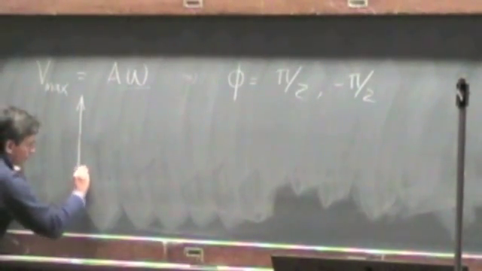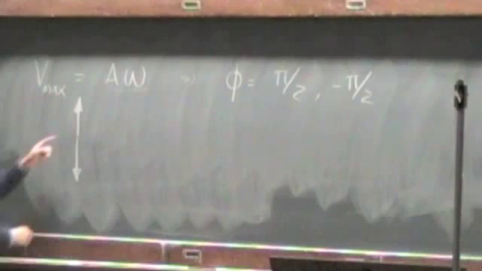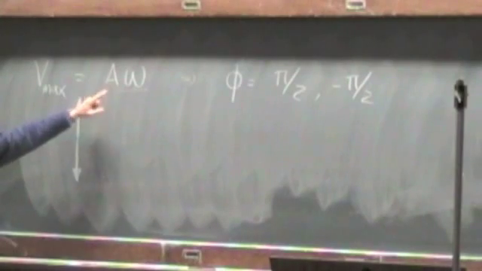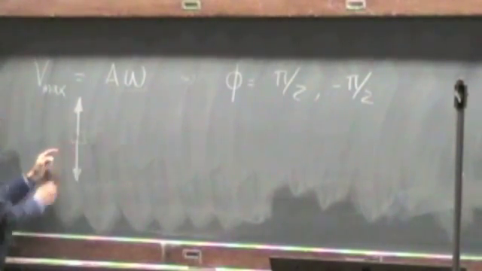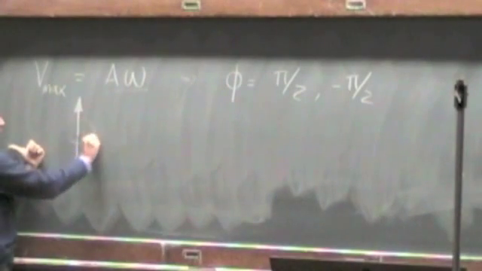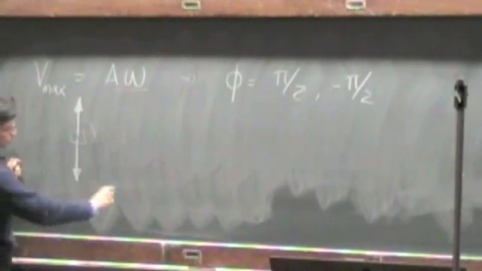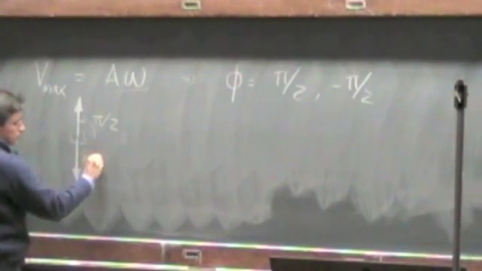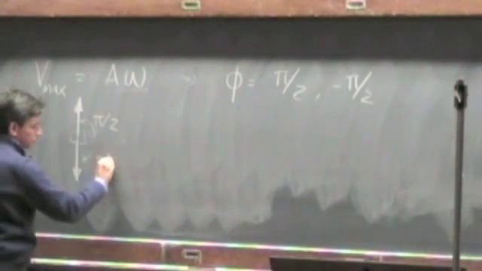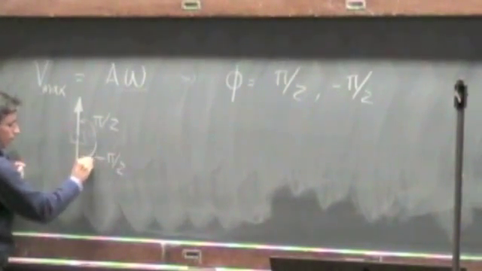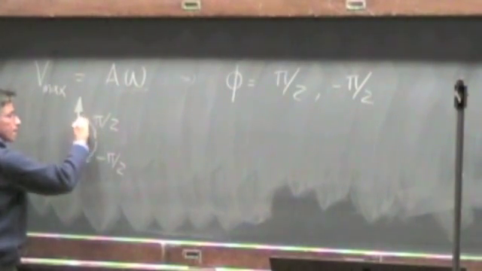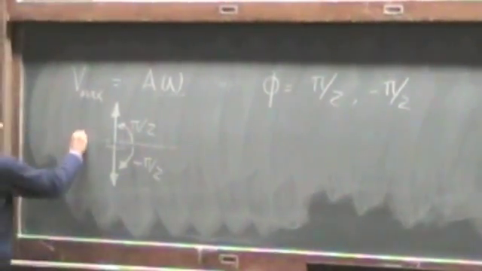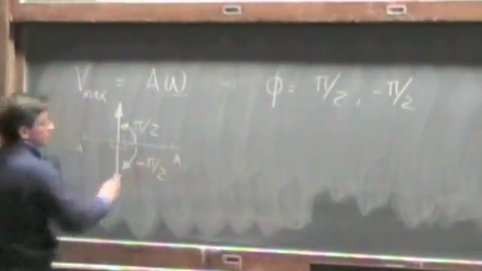So this describes the location of the oscillator when the maximum speed occurs. The oscillator will be at equilibrium, but it could be going to the left, which corresponds to this phase of pi over 2, or it could be going to the right, which corresponds to this phase. This is pi over 2, and this is minus pi over 2. So when the oscillator crosses the equilibrium point, that's when you get the maximum speed.